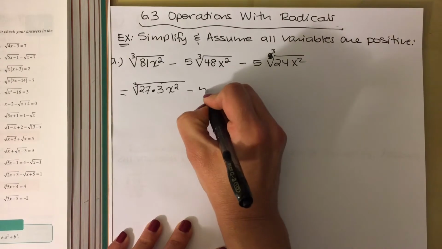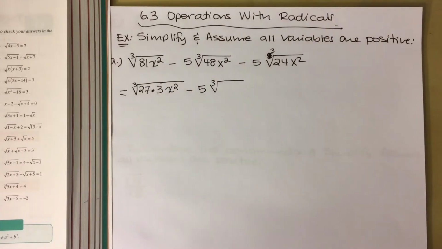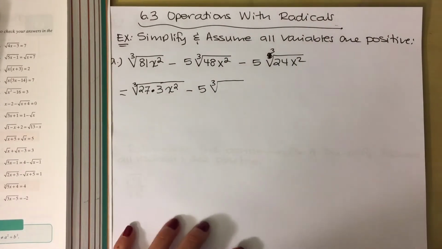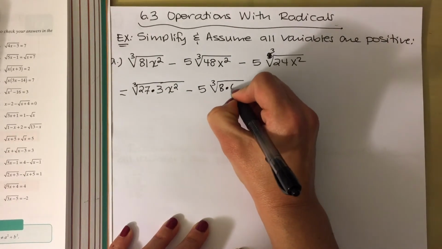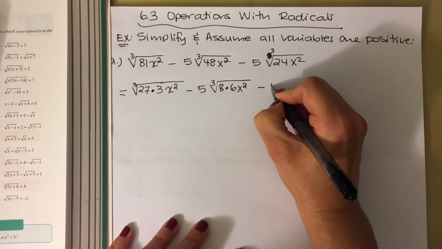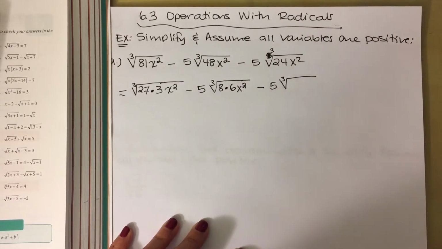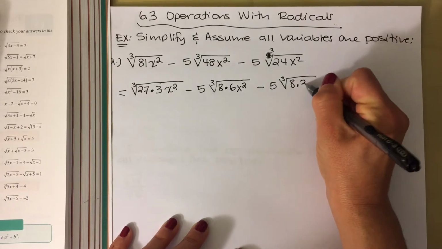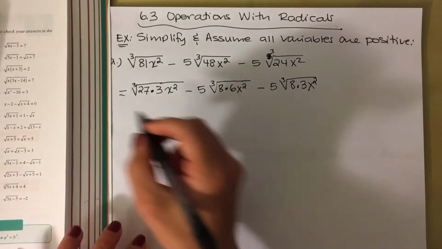Next, we have minus 5, and we're going to write this as cube root. And then 48, we can actually rewrite that as 8 times 6 because 8 is a perfect cube. Minus 5 cube root, okay, 24. The best way to break down 24 so that you have the largest possible cube root would be 8 times 3. We take the cube root and simplify each of the 3 radicals.